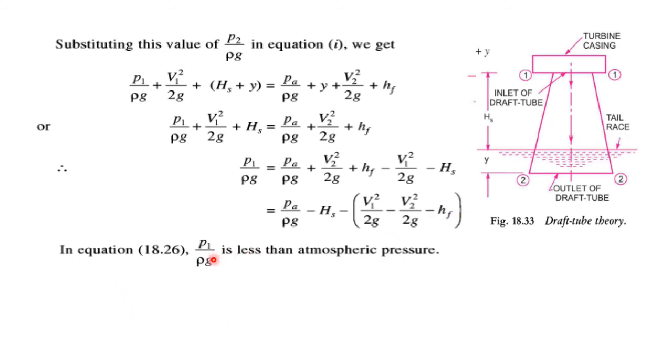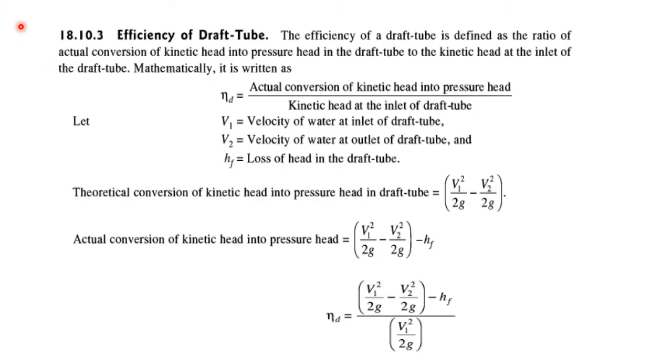In this equation, P1 upon rho g is less than the atmospheric pressure. P1 upon rho g is the pressure at this section, and it is less than the atmospheric pressure. So we require a draft tube for exiting the water from the turbine.